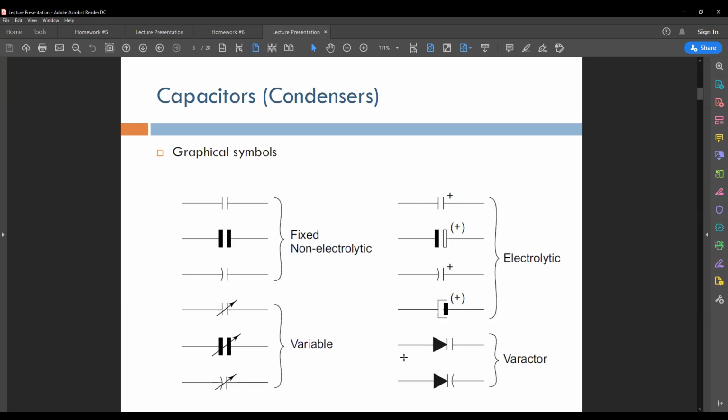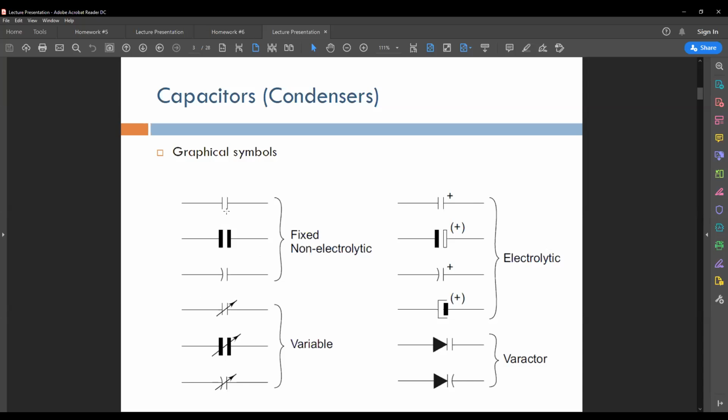There is a very special type of capacitor called a varactor. Basically, a varactor is a variable capacitance that uses an electronic manner to change the value of the capacitance. There is another way to create a variable capacitance with a mechanical variable capacitor. We will see the difference between these two. But for now, we just need to know the symbol of the capacitor.